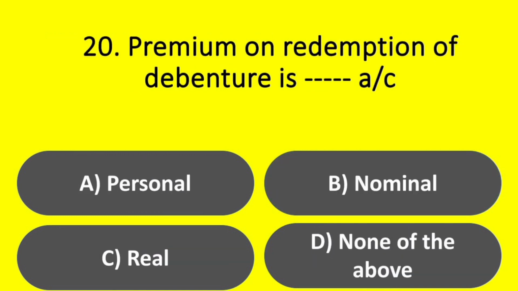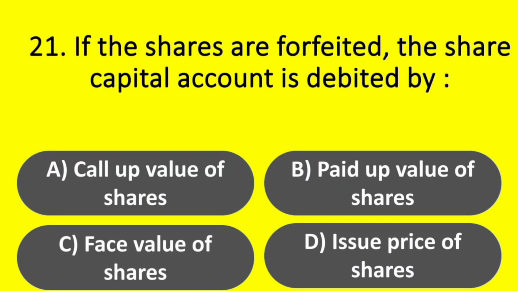Premium on redemption of debenture is a dash account: option A, personal; option B, nominal; option C, real; option D, none of the above. Answer: option A, personal. Question. If the shares are forfeited, the share capital account is debited by: option A, call up value of shares; option B, paid up value of shares; option C, face value of shares; option D, issue price of shares. Answer: option A, call up value of shares.